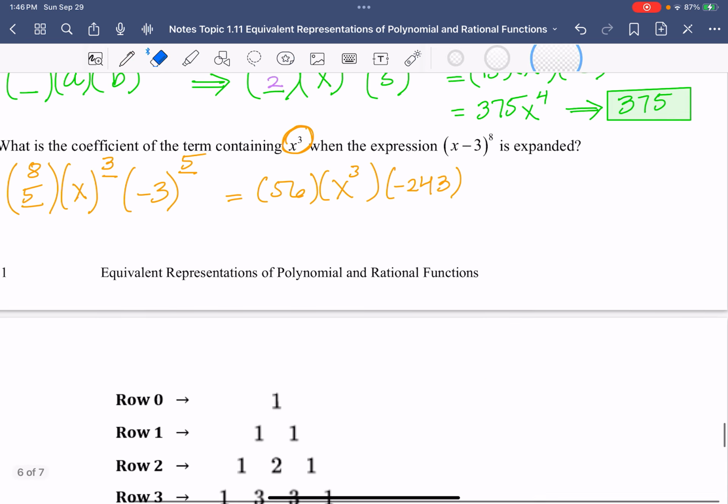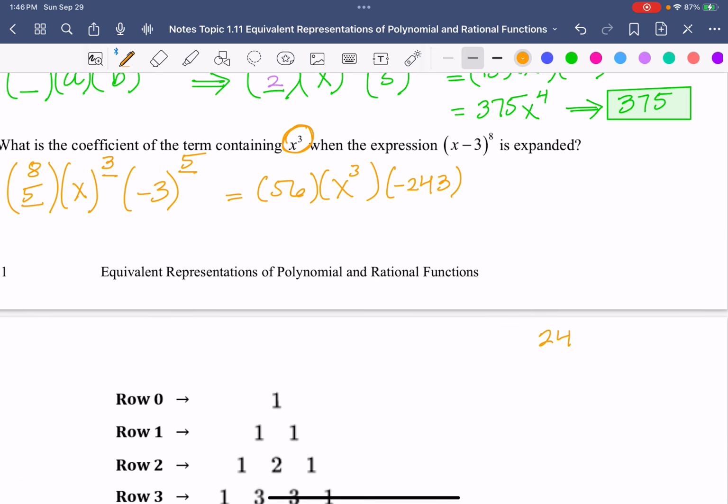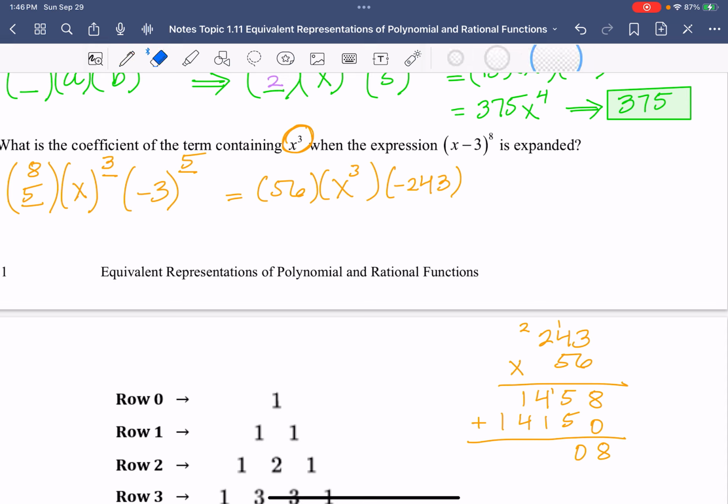Now we're almost done here. The last thing we need to do is multiply 243 times 56. 6 times 3 is 18. 6 times 4 is 24, plus 1 is 25. 6 times 2 is 12, plus 2 is 14. Bring a 0. 5 times 3 is 15. Bring the 1 up. 5 times 4 is 20. Add the 1, that's 21. 5 times 2 is 10, plus 2 is 14. Then you're going to add these up. You get 8. 5 plus 5 is 10. Bring the 1 up. 4, 5, 6.